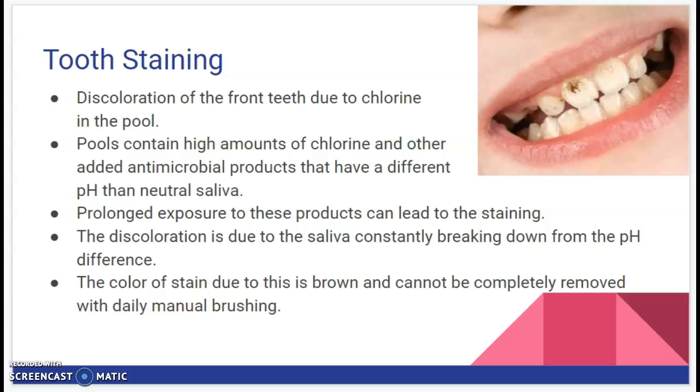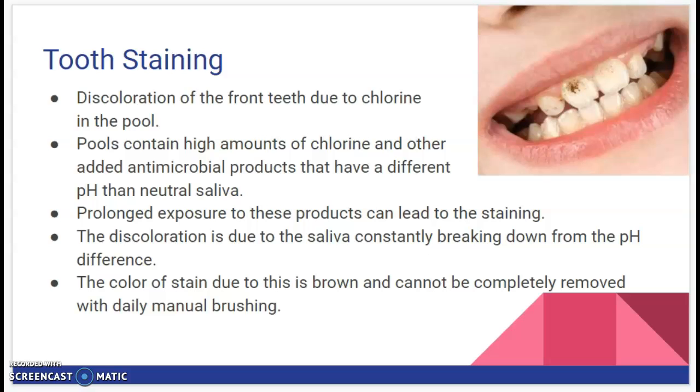Tooth staining in swimming is the discoloration of the front teeth due to the chlorine in the pool. Pools contain high amounts of chlorine and other added antimicrobial products that have a different pH than neutral saliva. It's an acidic pH. Prolonged exposure to these products can lead to the staining.